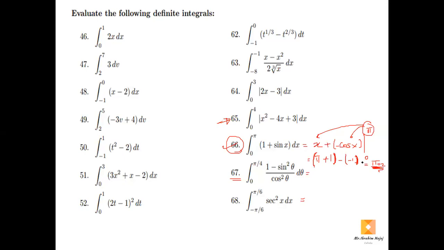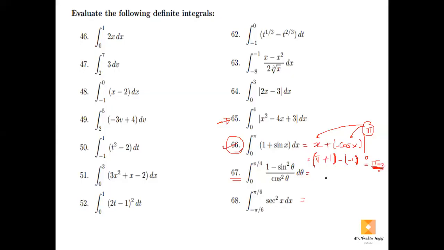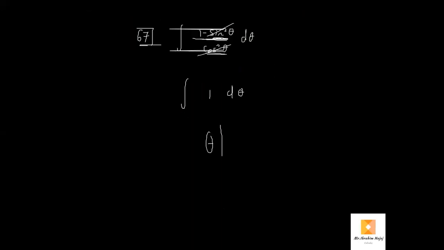Cosine, 67 from 0 to pi over 4, 67 is easy, it's 1. Just cancel the cosine squared theta with the cosine squared theta. So it's 1, and then the integral is theta. It's 1 because 1 minus sine squared is the same as cosine squared, so we can cancel. It comes out pi over 4. The theta from 0 to pi over 4, so evaluated at pi over 4. And the last one I got 2 pi root 3 over 3.